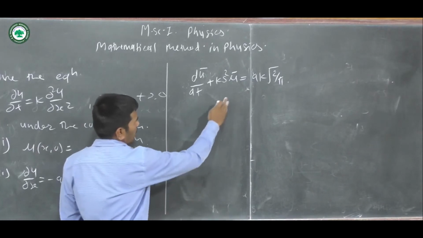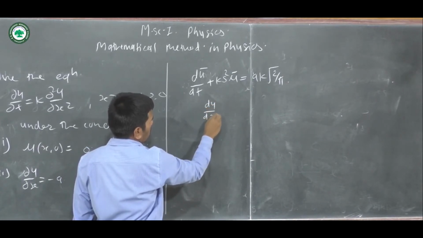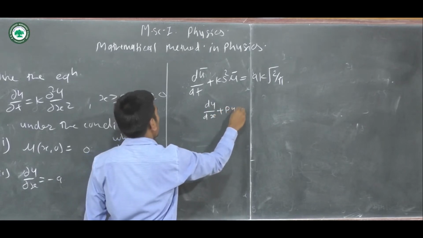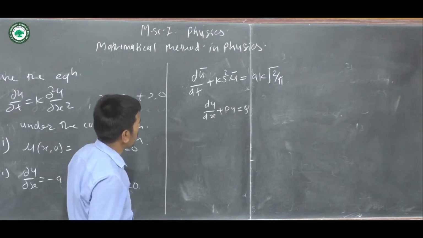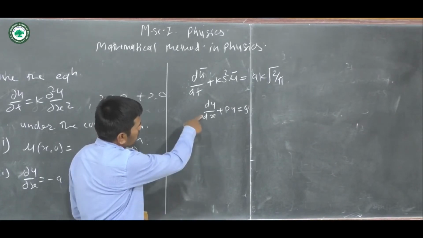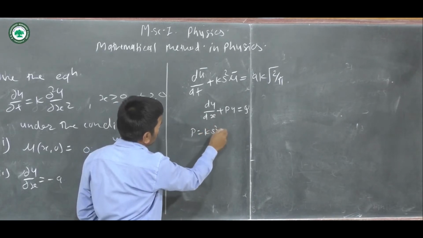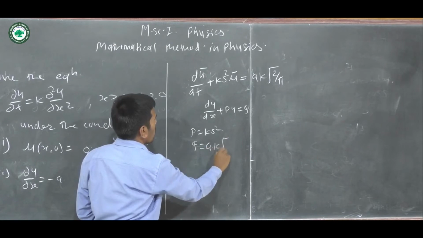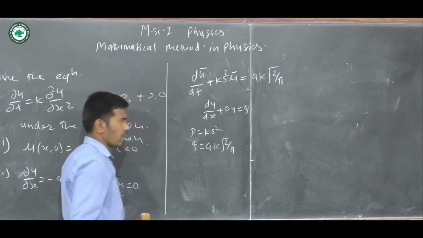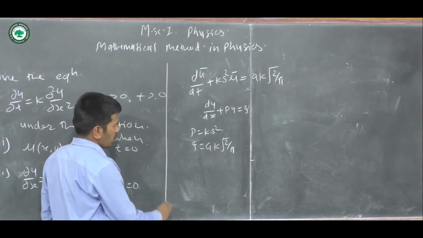Now if I compare this differential equation with dy by dx plus py is equal to q, if we compare these expressions with this general differential equation, then p is equal to k square and q is equal to a into k under root 2 over pi. Okay, so we know very well the solution of these differential equations.